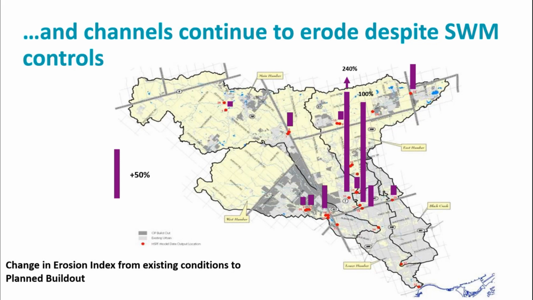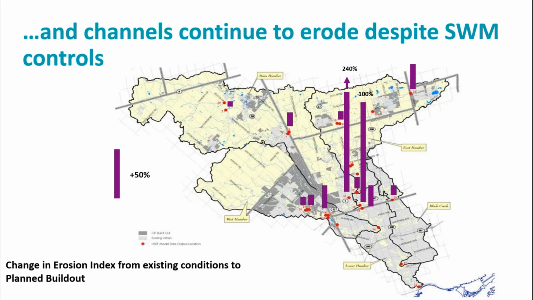So channels continue to erode despite these stormwater management approaches, which we previously saw in the 1900s through the 70s and out to the 90s. So what this figure shows is it illustrates the predicted change in erosion levels that would occur from 2002 conditions, our baseline, if a municipal official plan were built out with conventional development design, including just stormwater ponds. The dark gray areas are where development is set to occur. The purple bars represent an increase in erosion index.